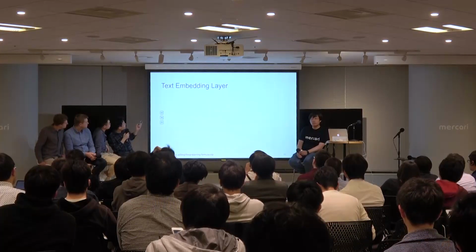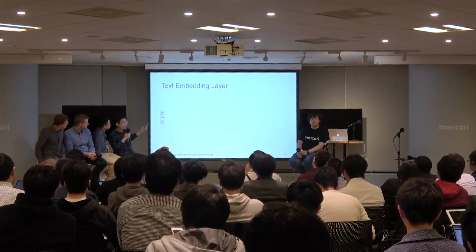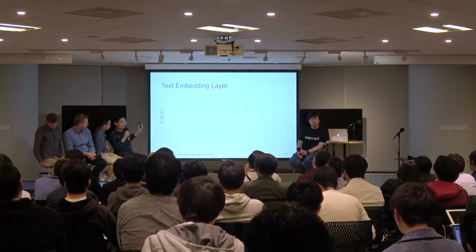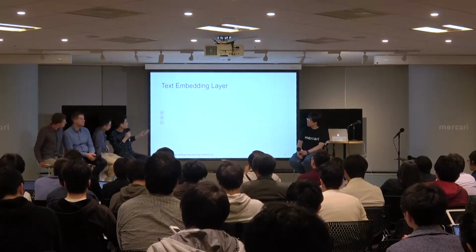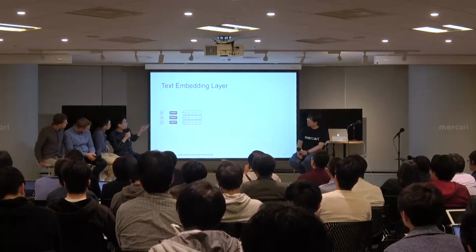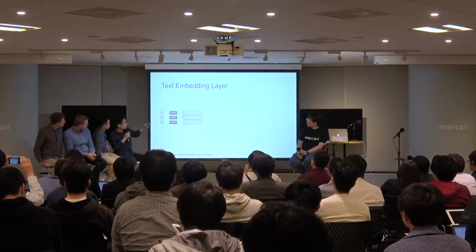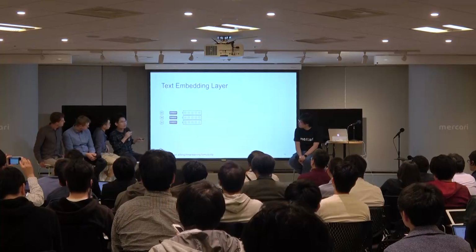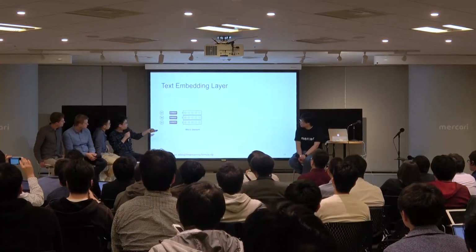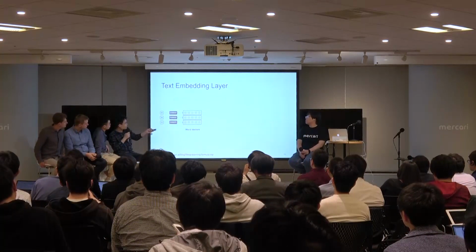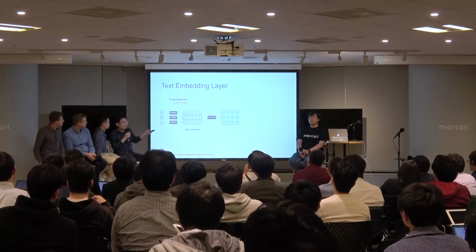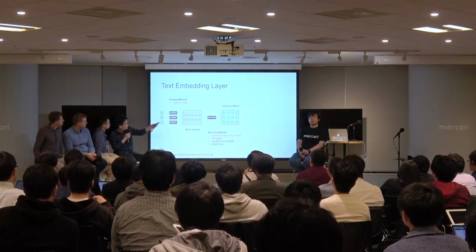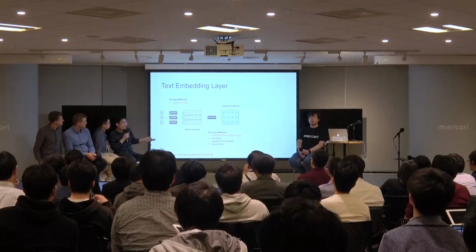This is the text embedding layer. For a sentence, we map all the words into IDs. Then I use an embedding matrix lookup table, mapping them to dense word vectors. For the word vectors, we use an encoder like CNN or RNN, and we get a sentence matrix.